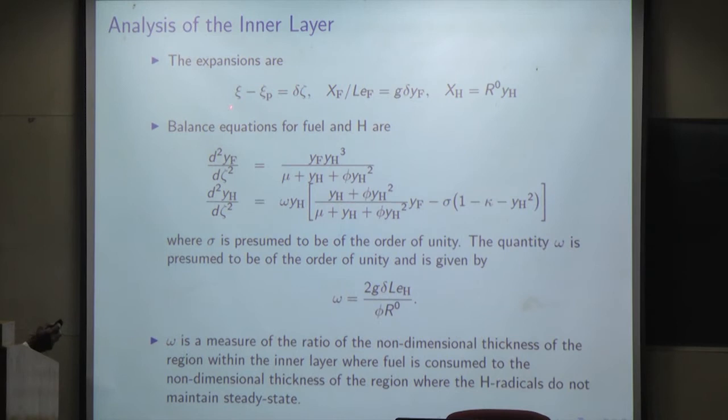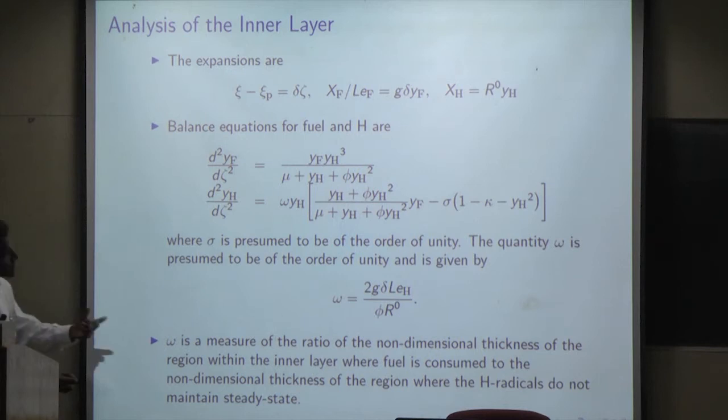Okay. Now to analyze the fuel consumption layer, you introduce these following expansions. Again, there's a delta. Remember that this is an independent variable zeta, and that is expanded with delta. Previously it was expanded with epsilon. Then we are looking at the oxidation layer. Here we are looking at the fuel consumption layer, where the fuel consumption is taking place. They're all of order delta. And here this is R naught, but R naught is of the same order as delta as well. Okay. So this is the final equations that you get to solve the structure of the inner layer.